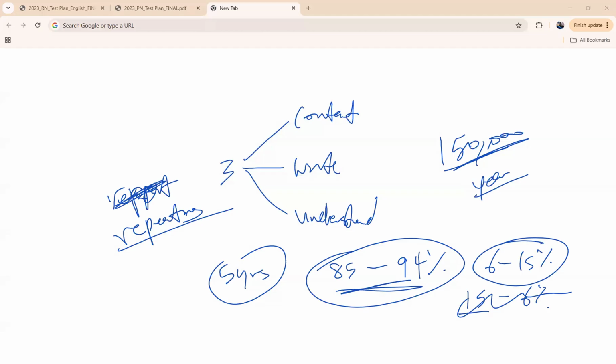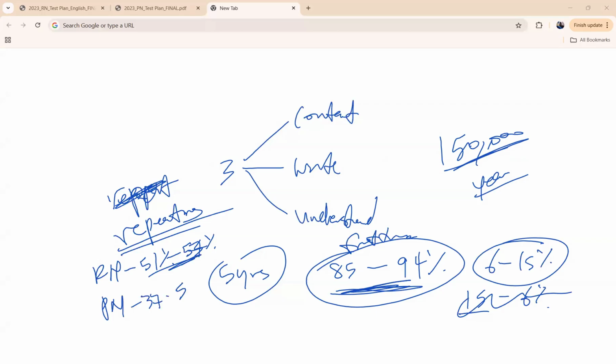Those problems occur when students are repeating the exam. Because guess what? This is the pass rate for people taking the exam for the first time. People repeating the exam, their pass rate for RN is 51% to 57%. This is what I've seen so far. For PN, it is 37% to 51%. You can see it's not even as high as this.